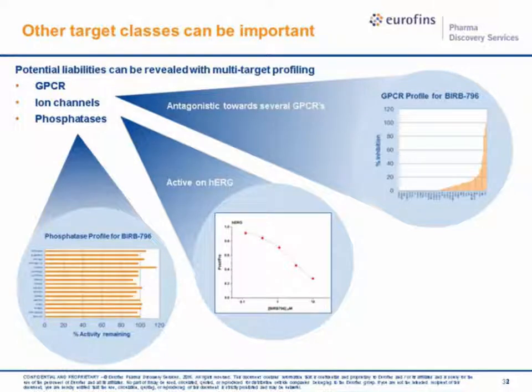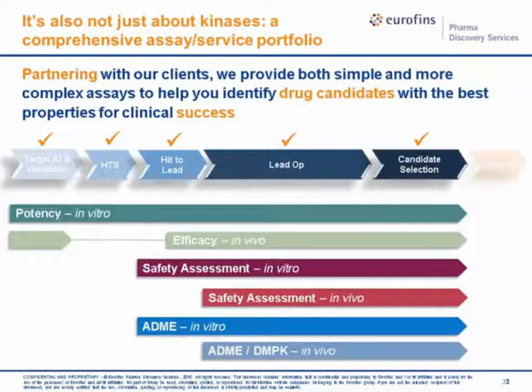So I just want to sort of begin to wrap up here. Other target classes can be important. Just because an inhibitor inhibits a kinase doesn't mean to say that it won't inhibit other target classes. And I'm just using GPCRs, ion channels, and phosphatases here as examples. So one has to always be cognizant of the fact that there may be other target types that are inhibited, and that really comes into safety profiling of a kinase inhibitor.